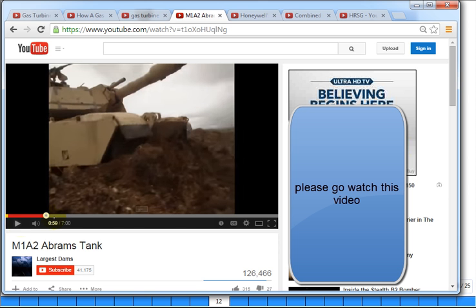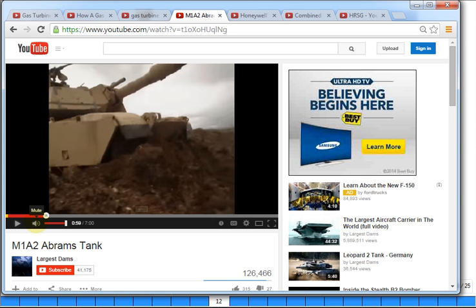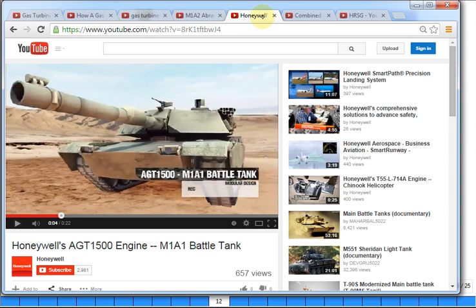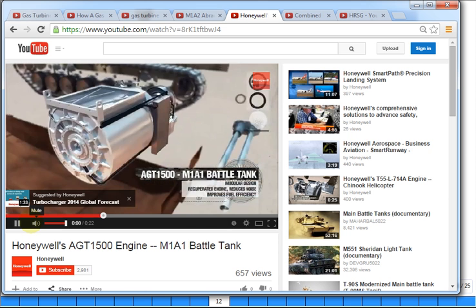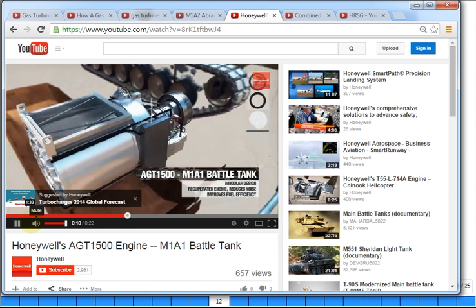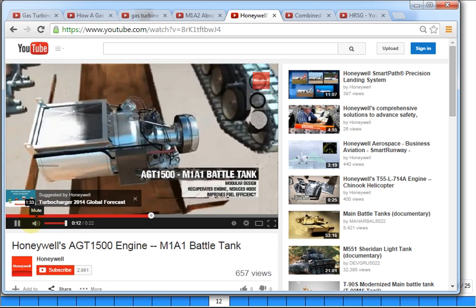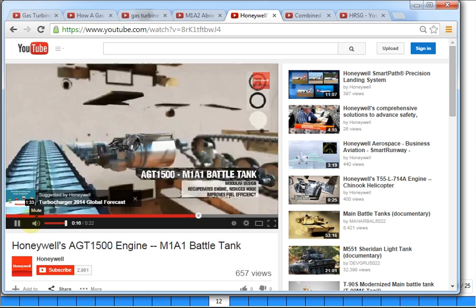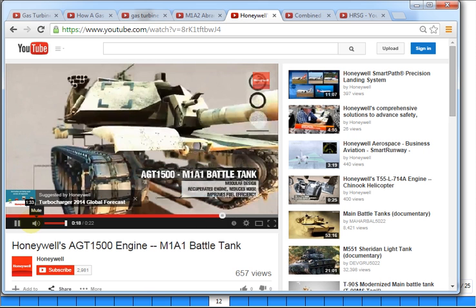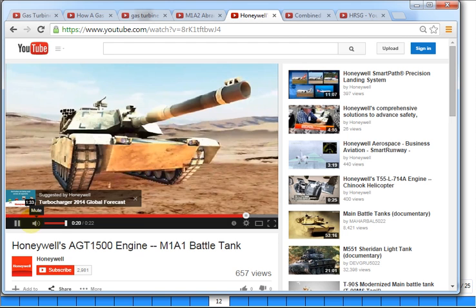There's more to watch, but it's not turbine related, okay? What I wanted to show you is an illustration of that tank with Honeywell's AGT 1500 engine. And they bust it out, and there it is. There's that power plant. See it? That's the gas turbine. And then it slaps back together for the tank, so you can kind of see how it is.